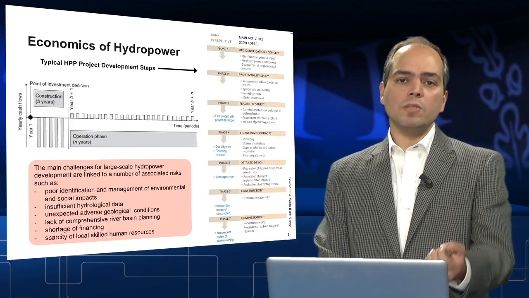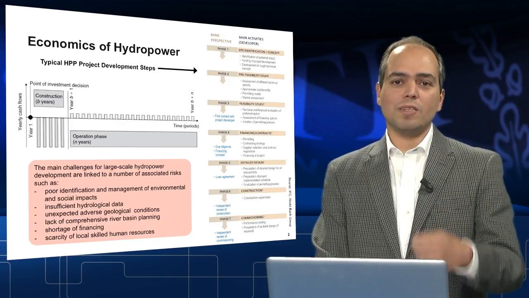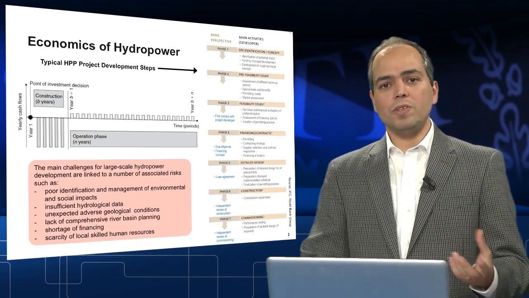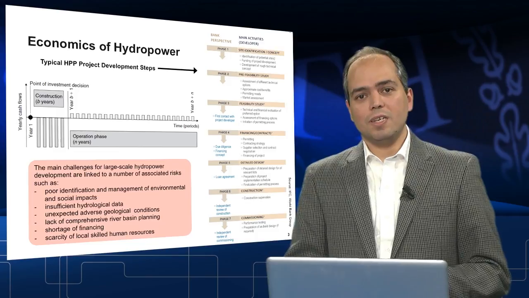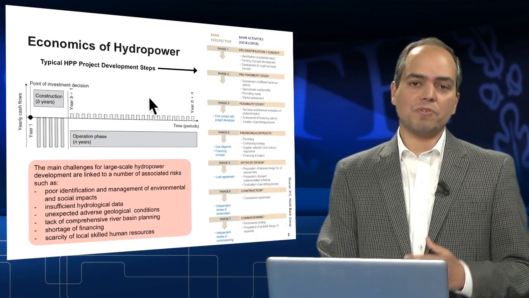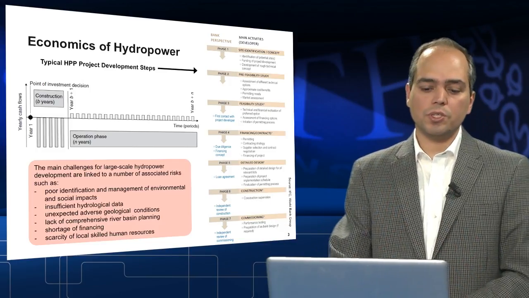Because if you have $1 in your hand today, the value is much more than the $1 that you would get in 10 years from now. So these are the economic formulas and calculations that should be considered. But all these cash flows will be transferred, or could be transferred, to the year of the decision, the point of the investment decision.